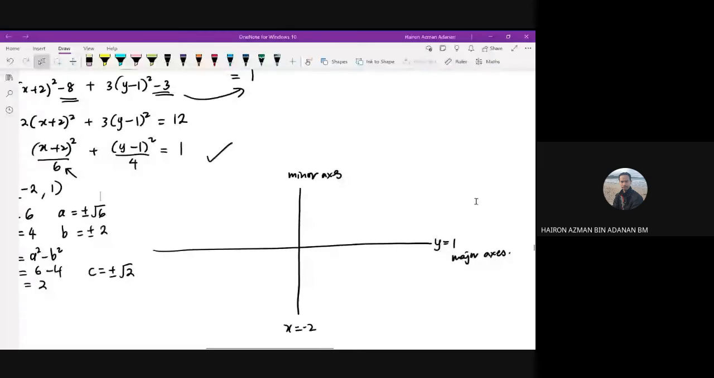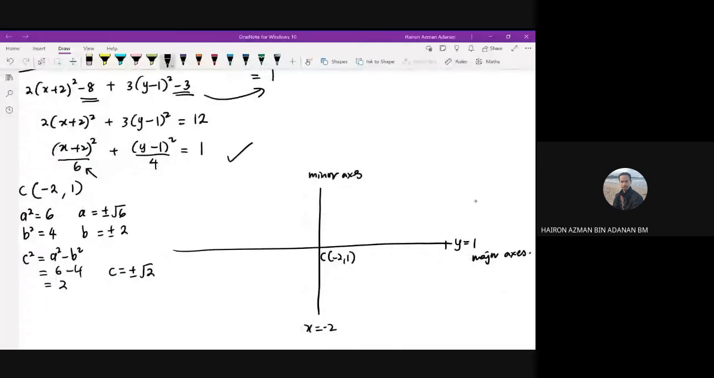So this is your center, that is negative 2, 1. Okay. So if we draw, this is the major, and this is the minor. Minor we make a bit shorter. Okay, minor is easy. We just take the value of y. For the minor, you refer to the value of y, plus minus the value of b. The distance from the center to here is b. The distance from the center to here is a. You understand like that. Okay.